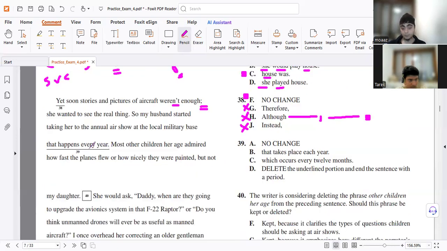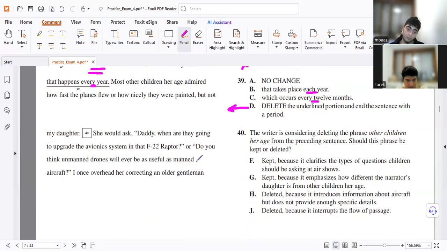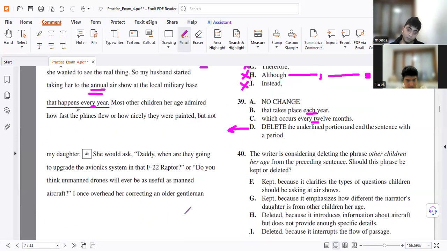39. Read from the beginning, you will find "annual." So I know it's every year. So without thinking, you should delete. See, because all of them are the same. Look, you already have it. Number 40. 40 is D.